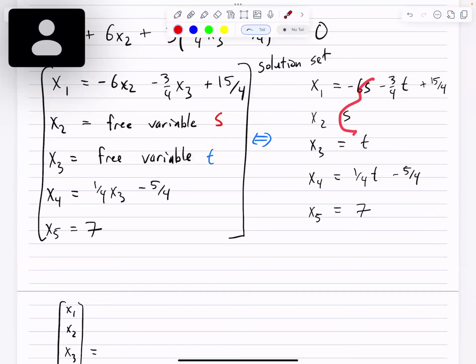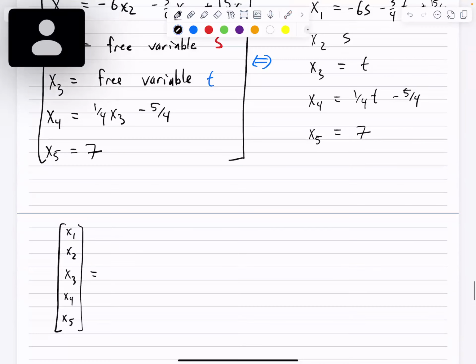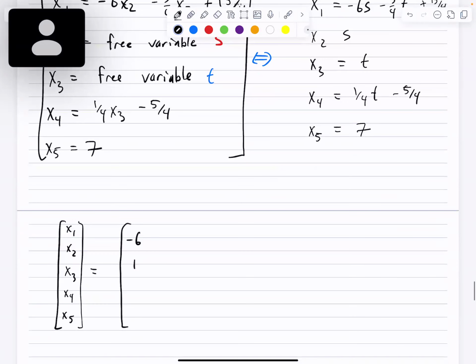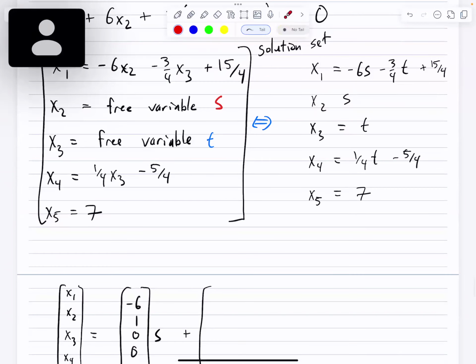And we're saying that the solution is a sum of some vectors. Those vectors have s's times it, or t's times it, or nothing times it. Breaking it up, the s part is that, and then nothing. So it's going to be the vector -6, 1, and then there's no s's showing up anywhere else, 0, 0, 0, times s, plus the parts that have t's in it, which will be -3/4 t, 0, 1, 1/4, and then 0.